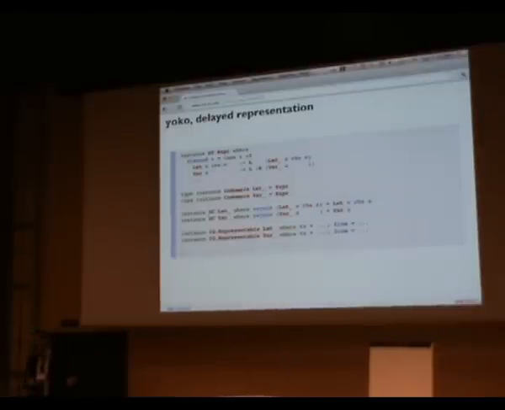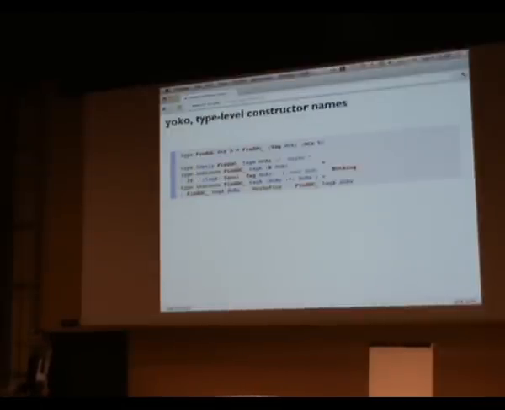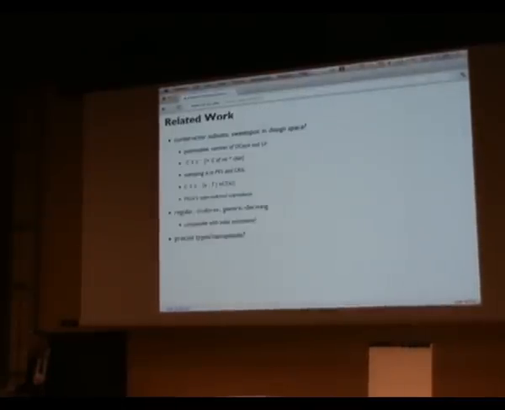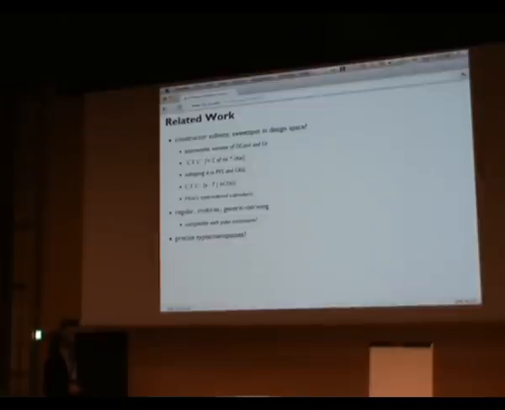The definitions are sort of as obvious as they are in instant generics. It's just a little more machinery. Okay, so I'm going to skip over all that stuff. The interesting part is the related work, and I'm sort of asking for help with related work.